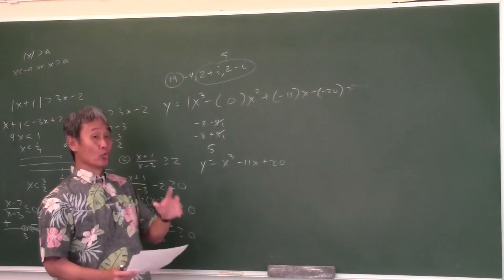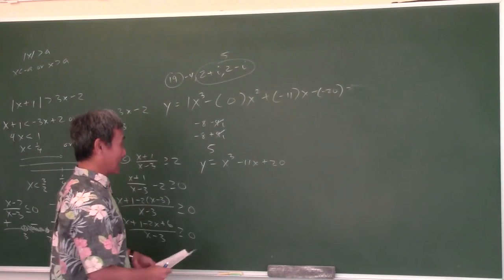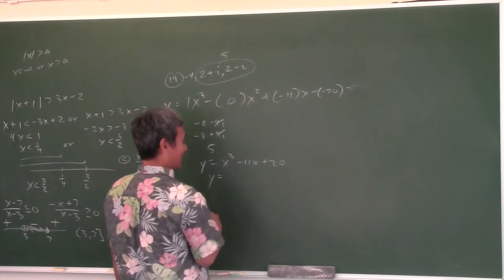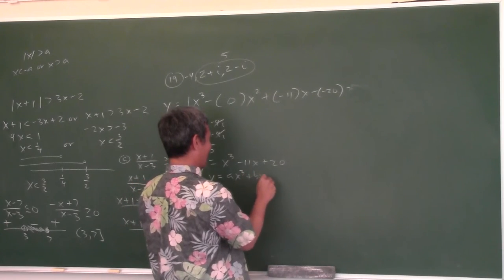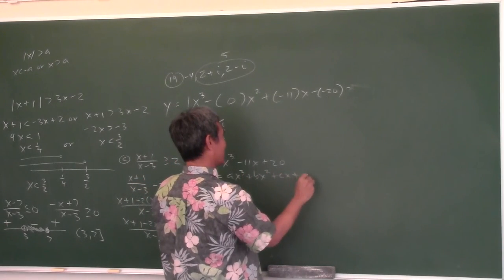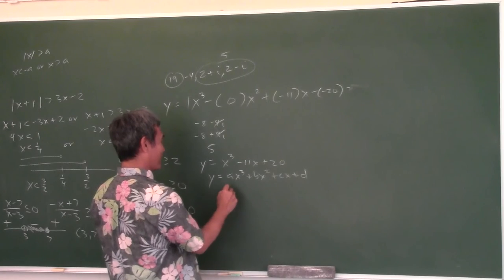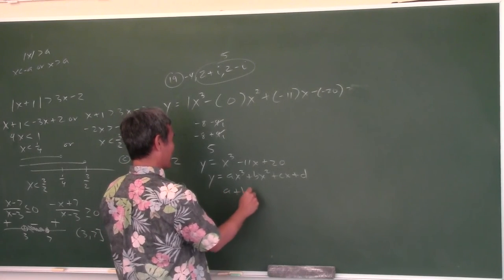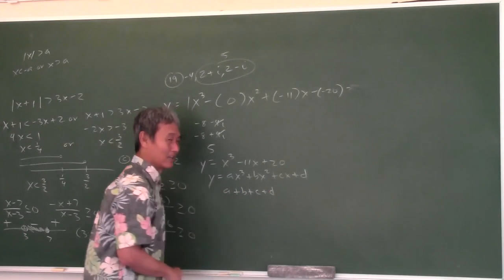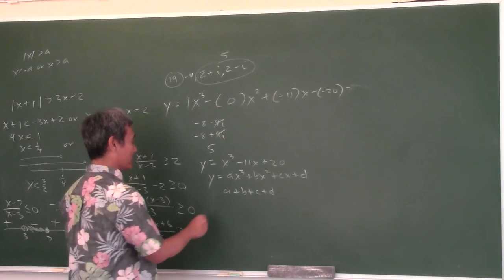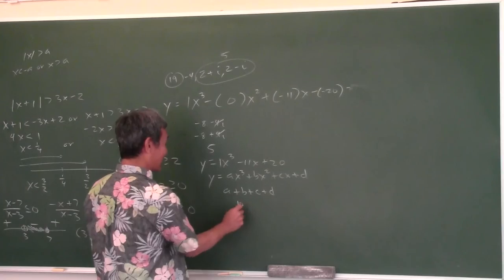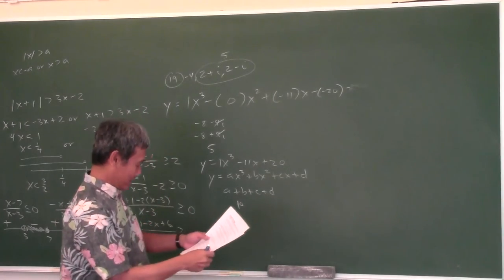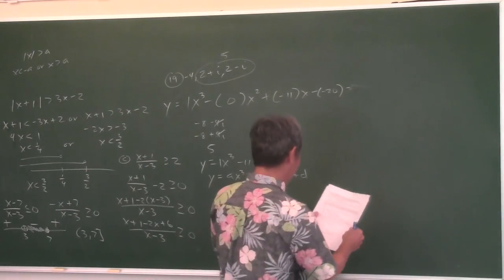But make sure you read the directions on the test, because it might say something like this: the final answer can be written in the form ax cubed plus bx squared plus cx plus d. What is the value of a plus b plus c plus d? And therefore, what would it be? Because a is 1, then the answer would be 10. So read the directions. Okay, second page.